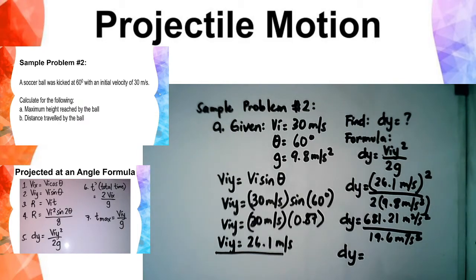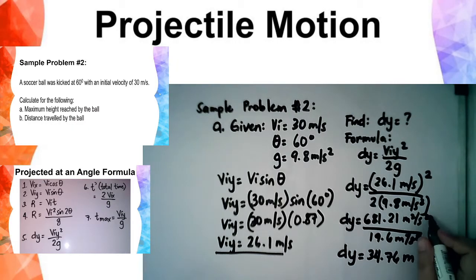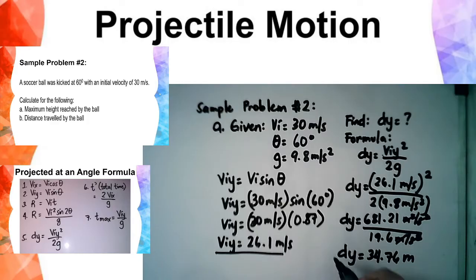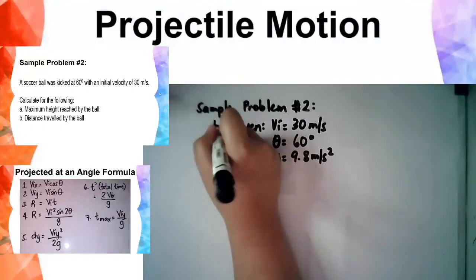Okay? And then last step, you need to divide 681.21 divided by 19.6. You will be getting 34.76. The unit now will be meter kasi maka-cancel out po ulit yung second squared and then yung isang meter. So this is our final answer for the maximum height. Now let's proceed with letter B.